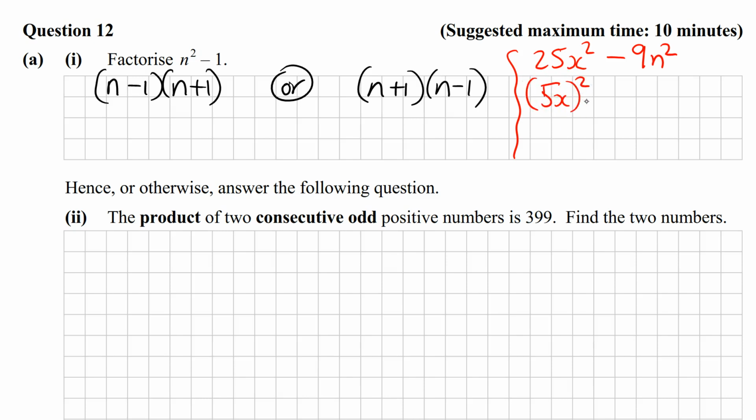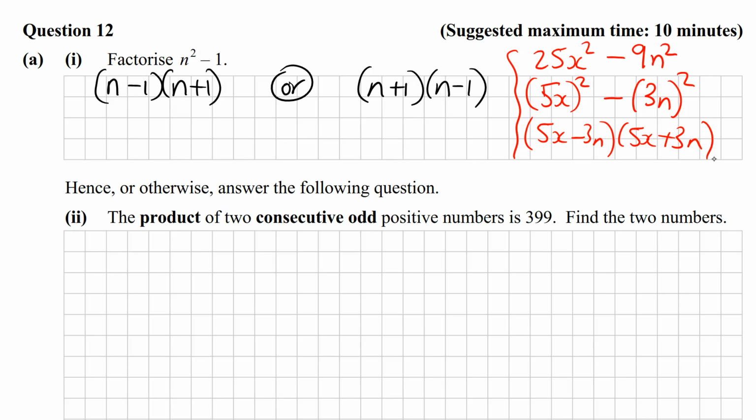Exactly, because you need everything to be squared. And then this one here, 3n in a bracket to be squared. So now what would it be? 5x minus 3n and 5x plus 3n. Alright, so just watch that. Things have to be written as perfect squares before you use the difference of two squares.